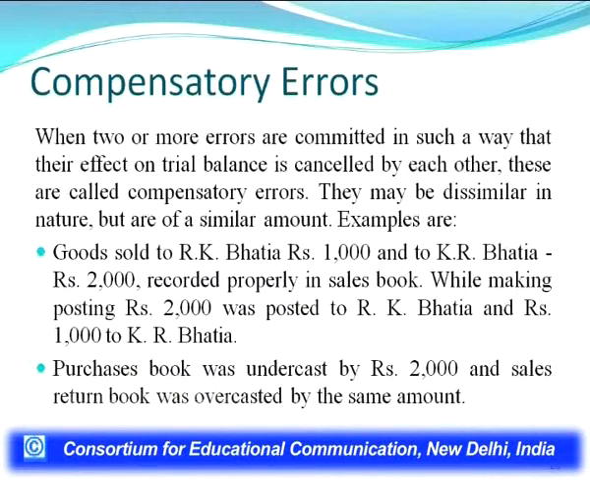Similarly, the purchase book was undercast by rupees 2000 and the sales return book was overcast by the same amount. So sales return book, again a debit balance, and purchase book, a debit balance. Purchase account has a debit balance, it has been undercast by 2000. So if there is only one error, then the trial balance on the debit side should be 2000 less than the credit side. But the accountant has also committed another mistake in the sales return book, which has a debit balance, and it has been overcast by rupees 2000. So the impact of one error has been compensated by the other error. So these are called compensatory errors.